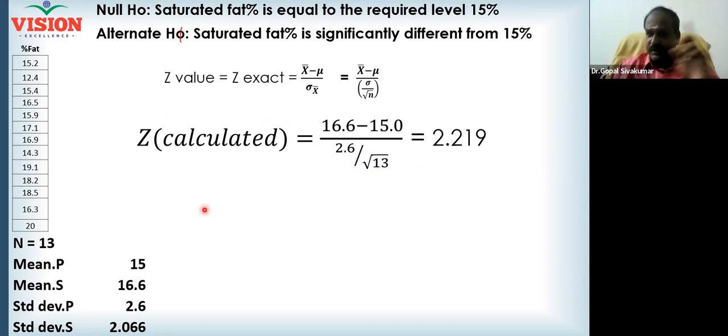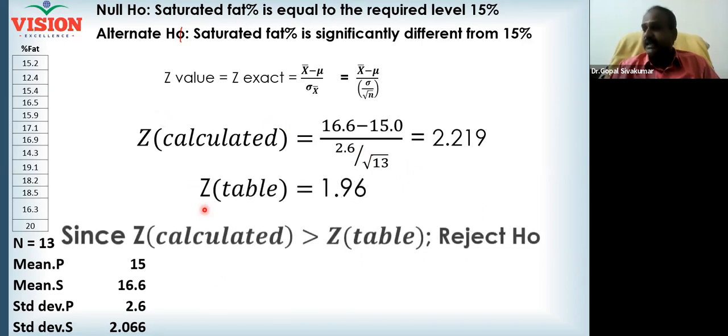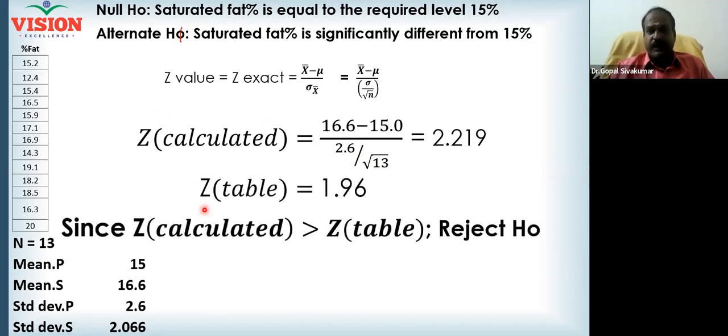Now there is a Z table. The table says for a 95% confidence level, your Z score should be 1.96 and below. What is the table telling? For achieving a 95% confidence level, your Z score should be 1.96 and below. If it is more than 1.96, reject. Your confidence level will drop.